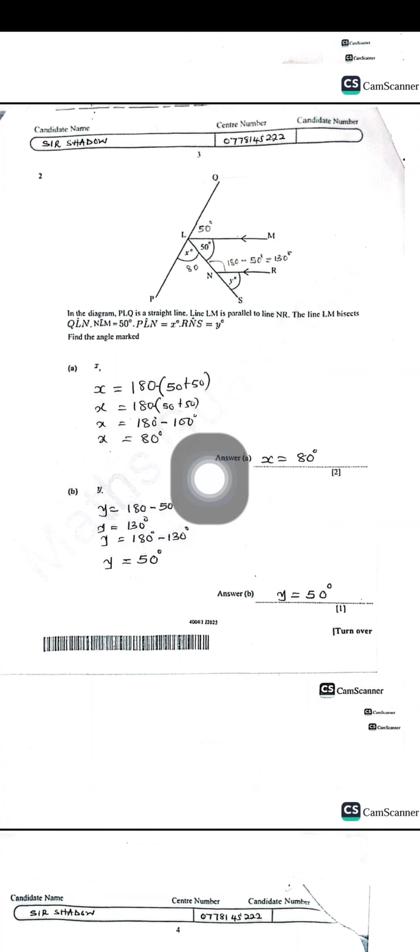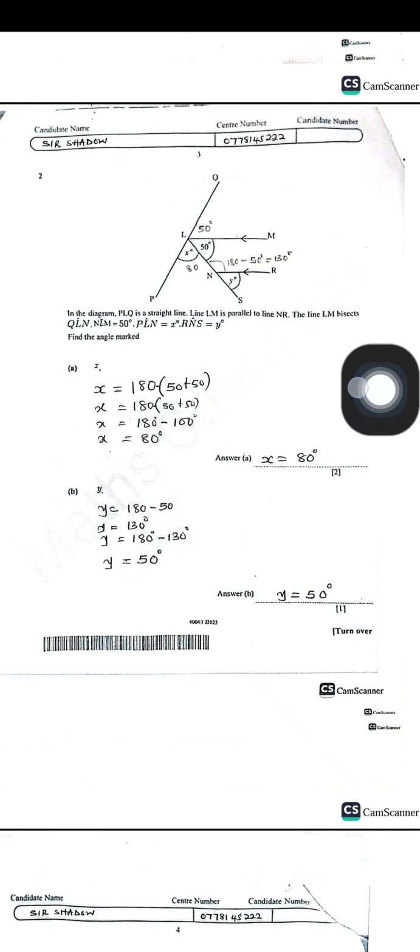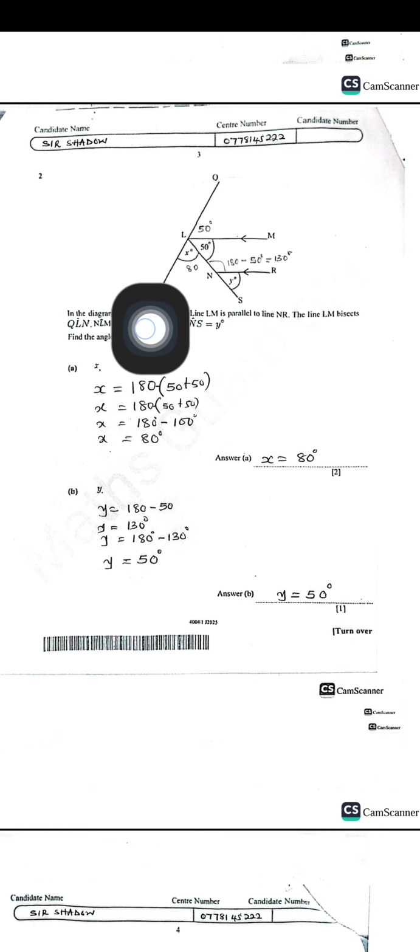All right, let's move on to another question, which is right here. Question number 2. You are given this diagram.